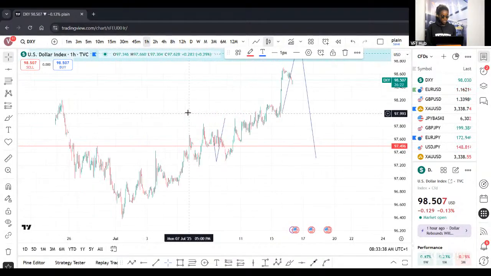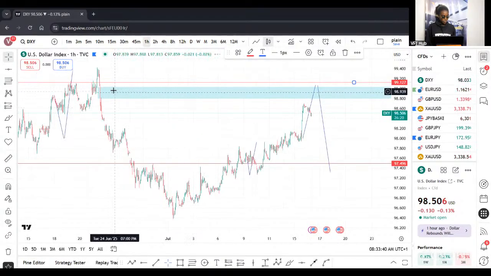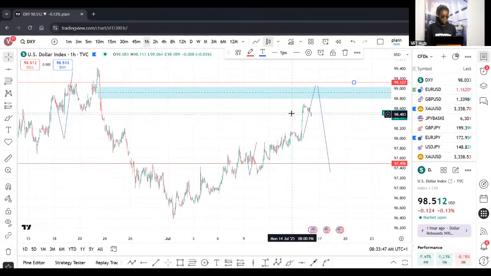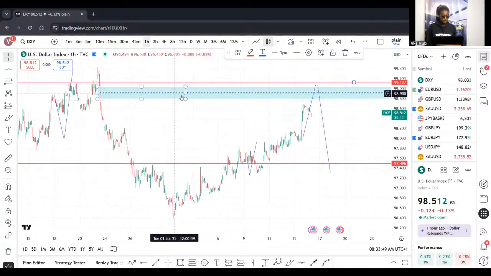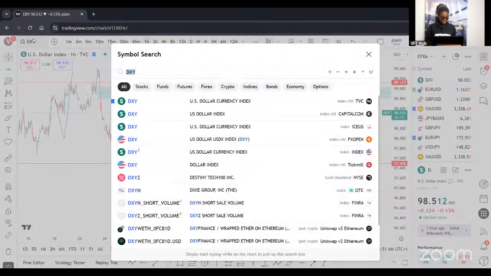On the one-hour time frame, it's pretty much the same thing I'm looking out for. Price should trade into this left shoulder, and once price gets into this level, I am more than willing to sell DXY.